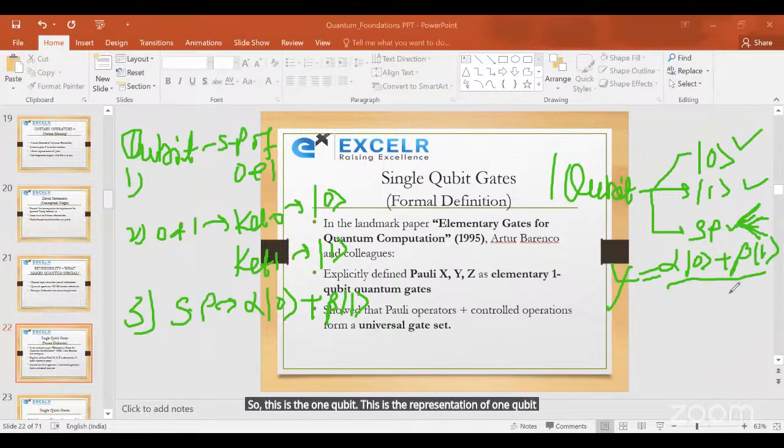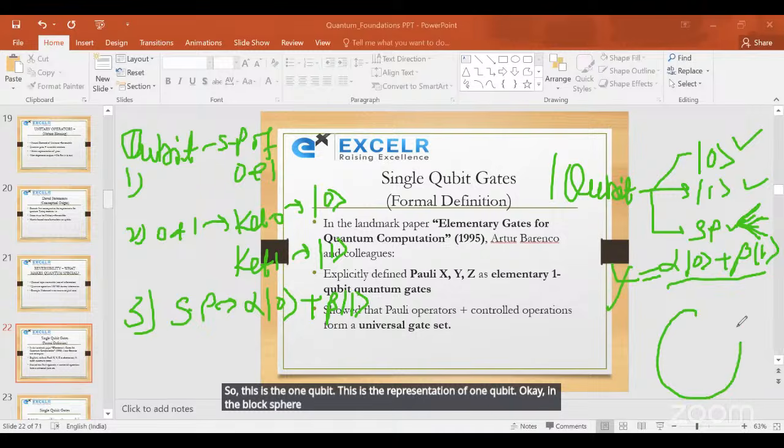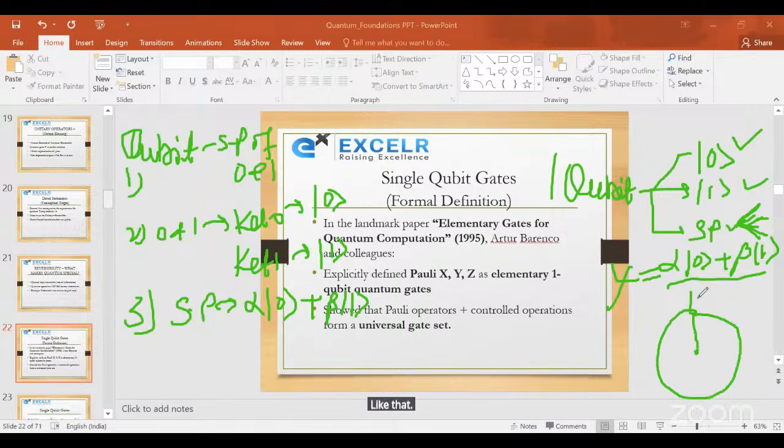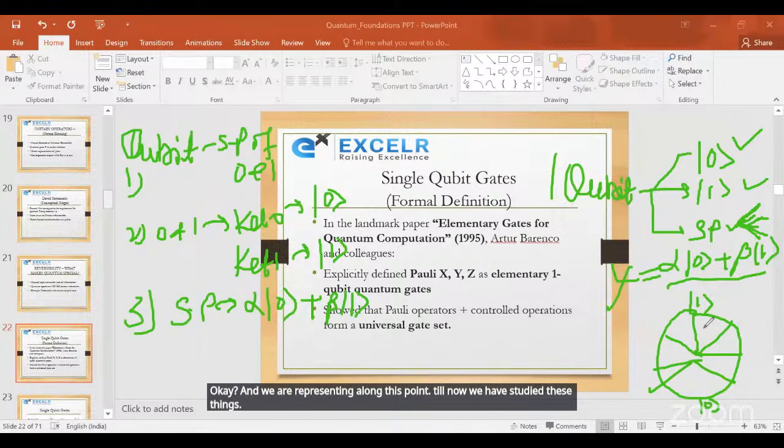In the Bloch sphere, we represent this one qubit like that. There is a 1, there is a 0, and we represent the state along this point. Till now, we have studied these things. Now we are moving towards operators. With operators, we want to transform from system 1 to system 2.